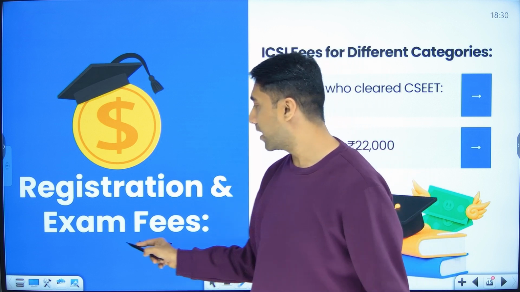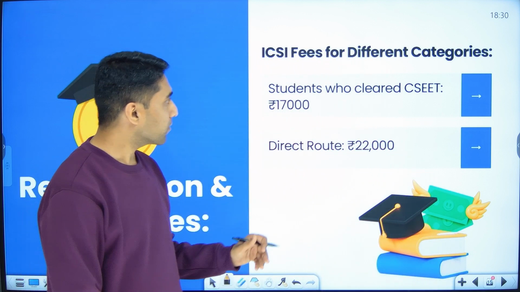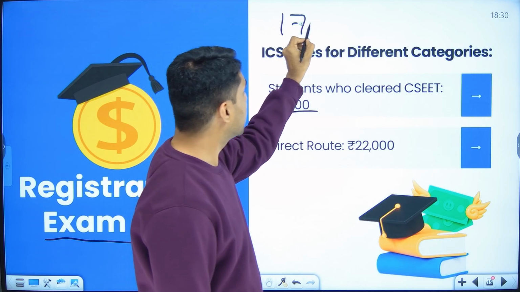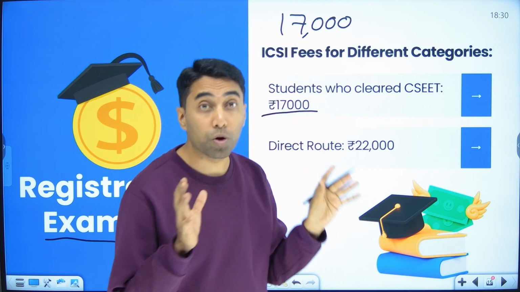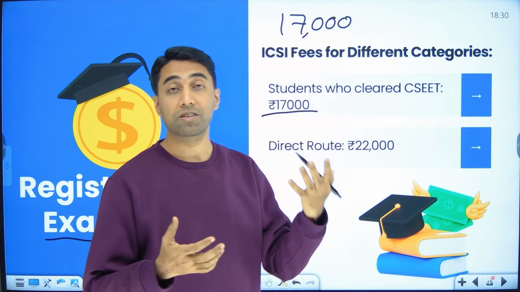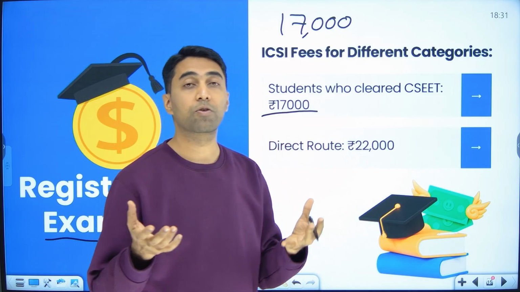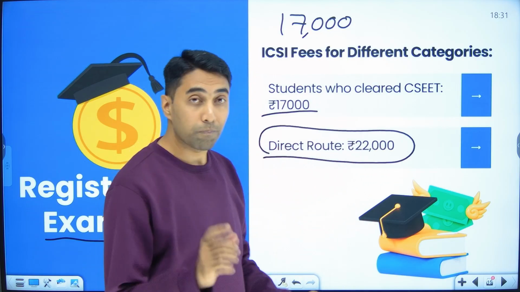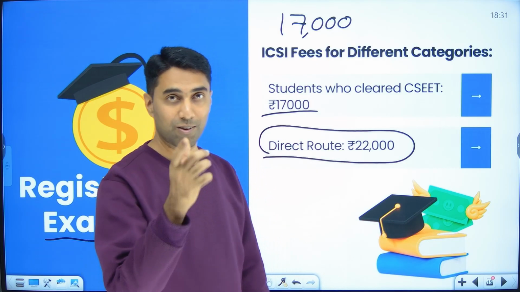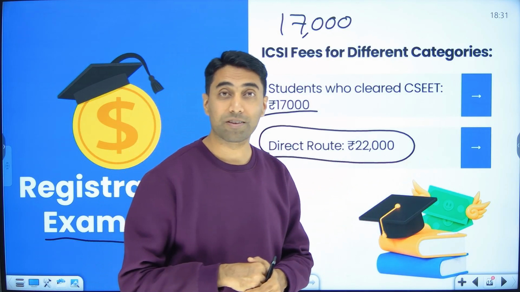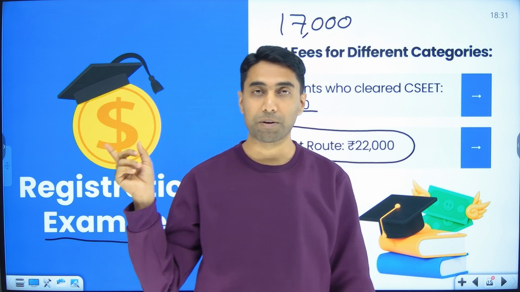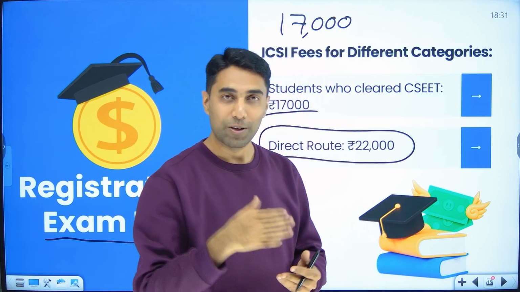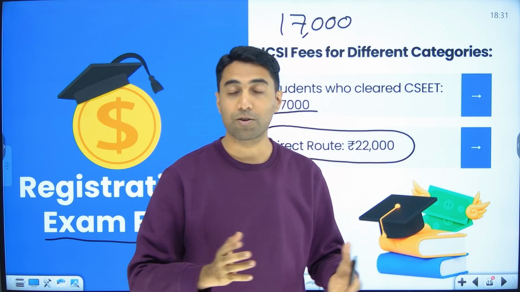So registration and examination fees. Students who cleared CSEET, you have to pay 17,000. 17,000 along with your books. You get books. You get the registration. This registration is the only way where you can prepare and write the exam. And if you come directly, that means without passing CSEET, you pay an extra 5,000, so 22,000 you have to pay. So if you want to save money, go write CSEET because it is only 2,000 rupees, correct? So write CSEET, then come here, pay 17,000, you will actually save 3,000. Really, it is also possible.